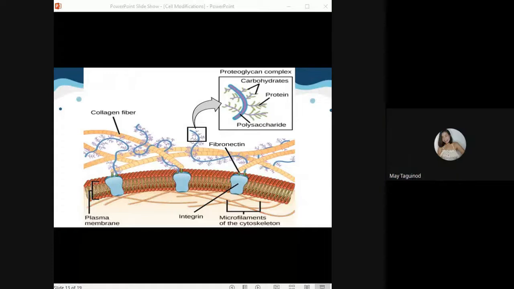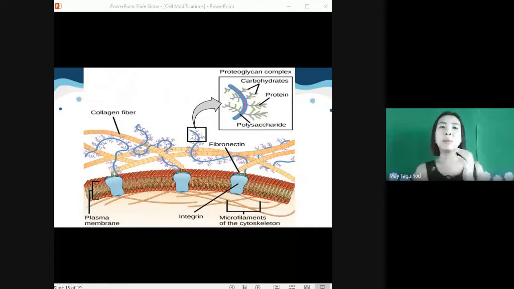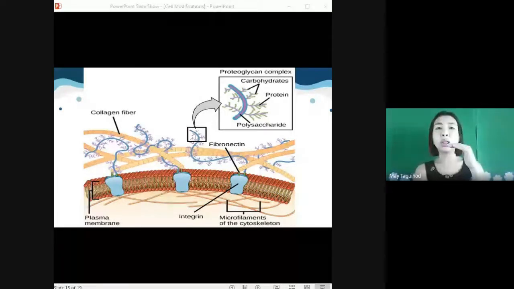So in the extracellular matrix, collagen fibers are interwoven with a class of carbohydrate-bearing proteoglycans, which may be attached to a long polysaccharide backbone as shown on your screen. The extracellular matrix also contains many other types of proteins and carbohydrates. So this is the diagram showing the extracellular matrix and its connections to the cell.